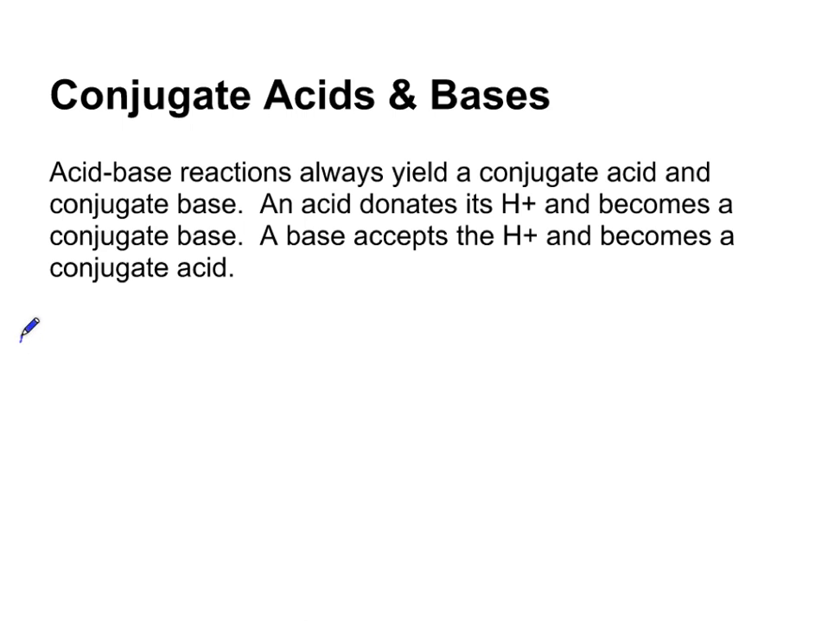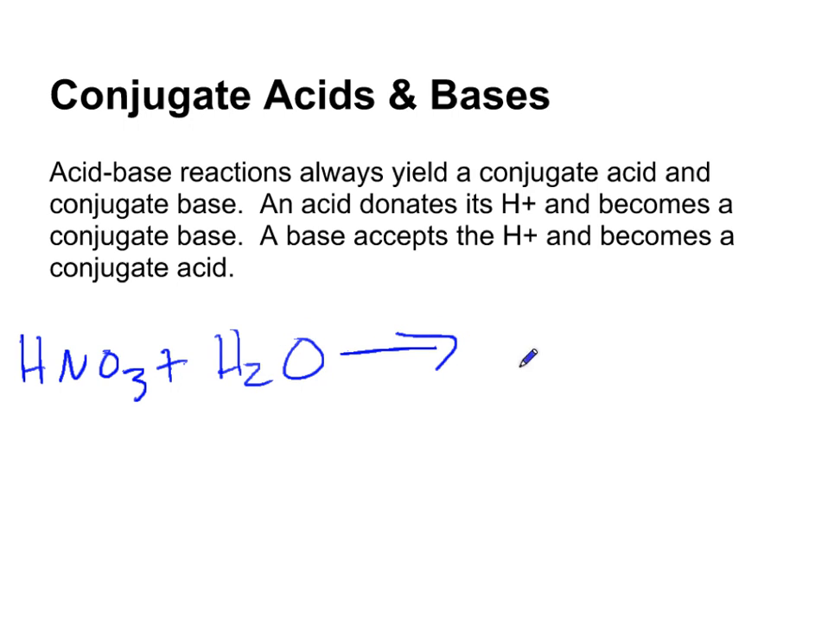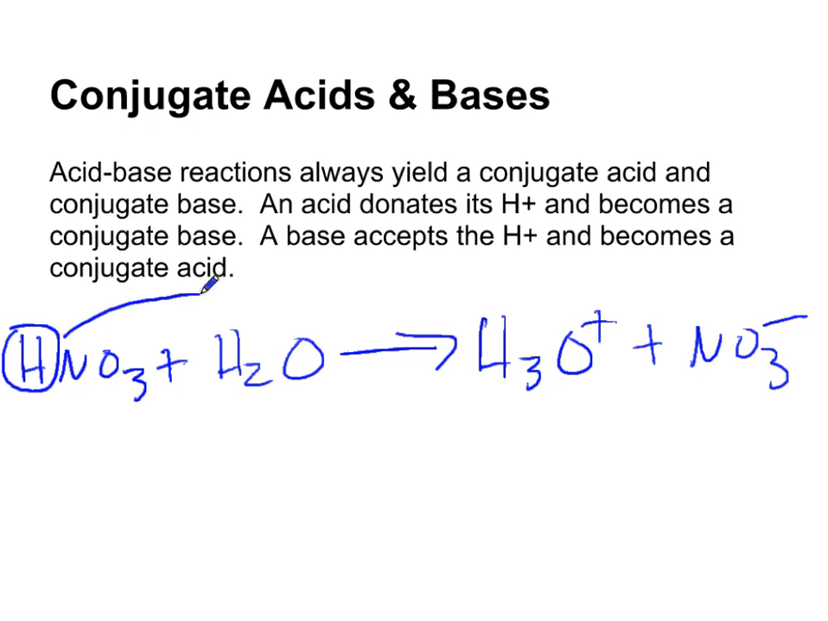We had nitric acid plus water, and it produced hydronium ions and nitrate ions. Now, in this reaction, the hydrogen ion was donated to water. So, this acid donated its hydrogen ion. I'll go ahead and label this as my acid. What is left is called the conjugate base.